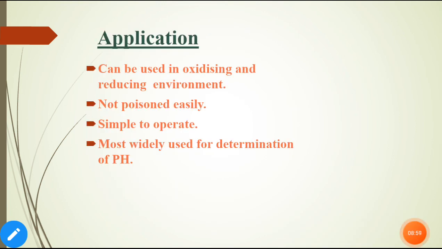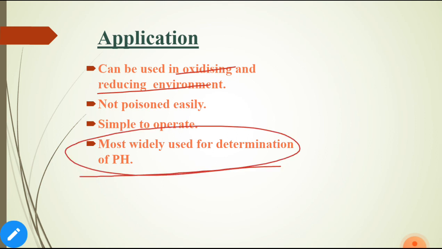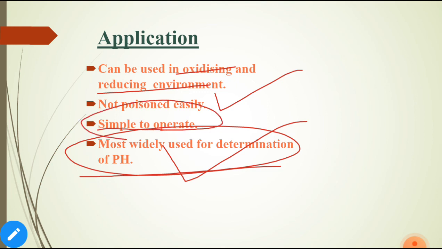Next, let us see the applications of the glass electrode. It can be used in oxidizing and reducing environments. It is mainly used for pH determination of a solution. It is not easily poisoned, like the standard hydrogen electrode, and it is simple to operate. These are the main applications of the glass electrode.